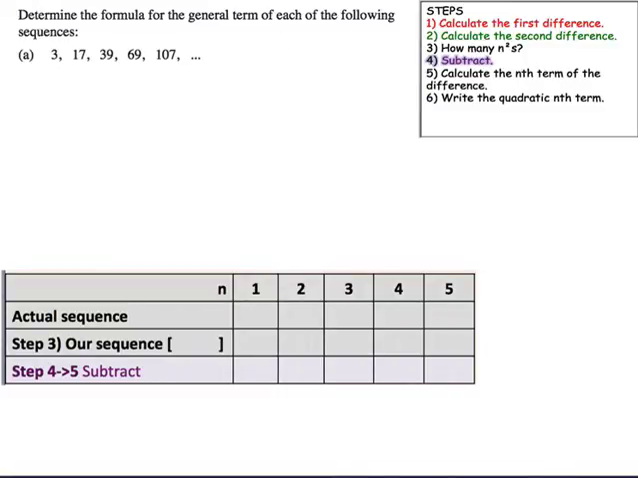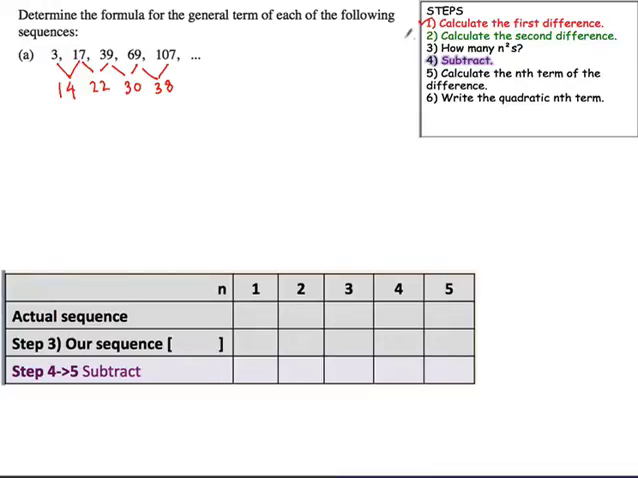Sequences. Well, let's do a quick example. The first step for a quadratic sequence is to work out the first difference. First difference is working out the difference of that, which is 14. Difference of this is 22. Difference of this is 30. Difference of this is 38. That's our first difference done.